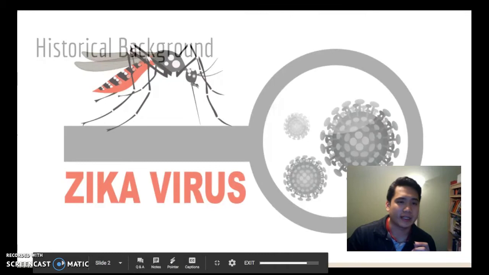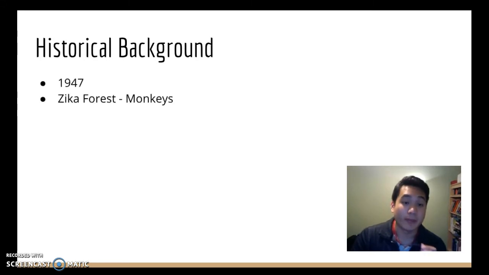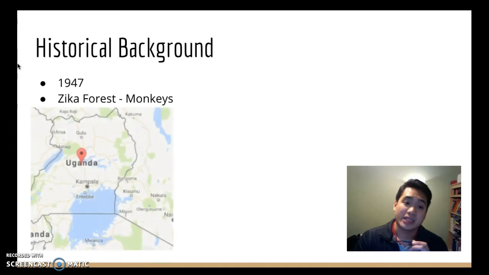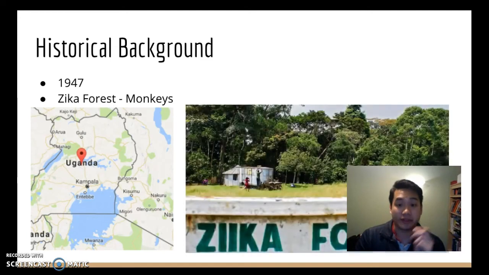So before we get into anything very science, let's talk about some historical background. The Zika virus was first discovered in 1947, specifically in the Zika forest in monkeys. Now, for those of you that do not know, the Zika forest is located in Uganda. Here's a Google image. I dropped a pin right in the middle, just because. Here's an image of the Zika forest.